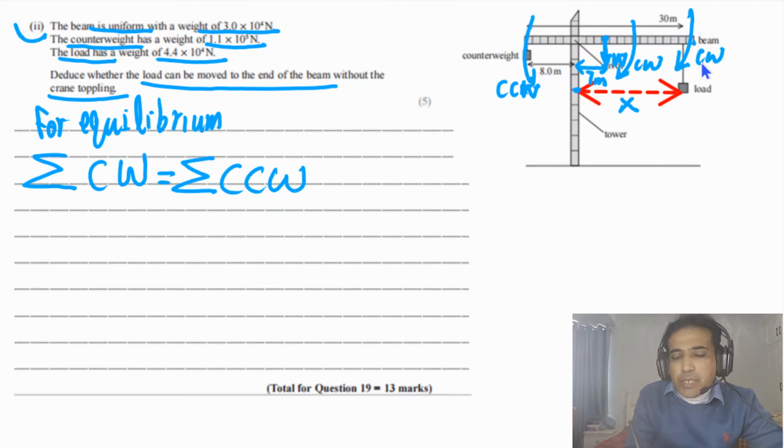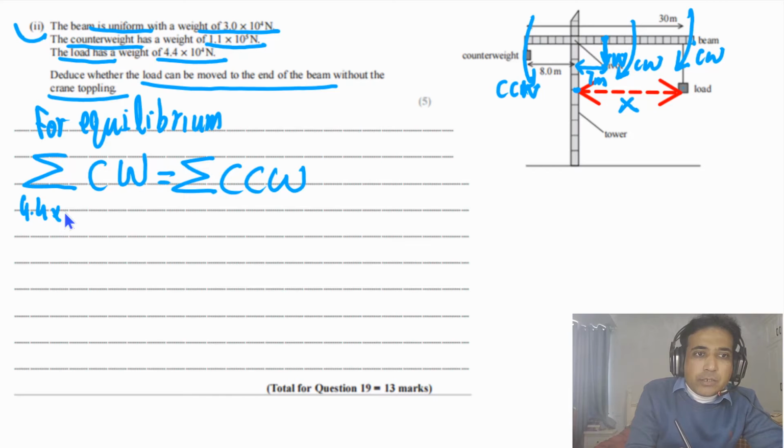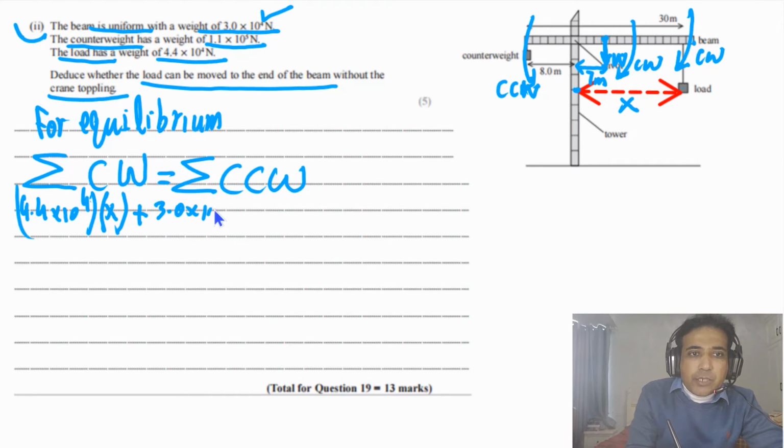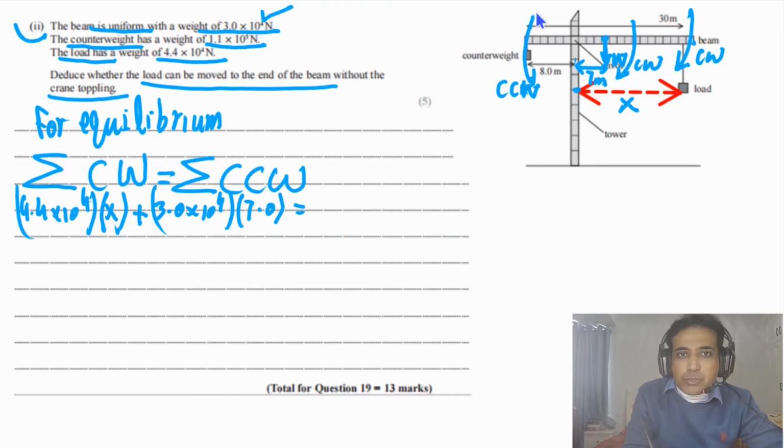First of all, we can look at the clockwise moment due to the load. The weight of the load is 4.4 times 10 to 4 newtons multiplied by the distance from the center of the tower. Let's say that is x. Now we need to look at the moment due to the weight of this beam. The weight of the beam is 3.0 times 10 to 4 newtons multiplied by the distance from the center of this tower. That distance is equal to 7.0 meters. Now we need to find the moment due to this counterweight.